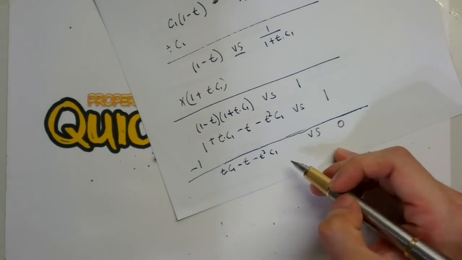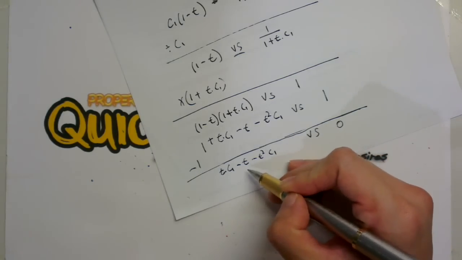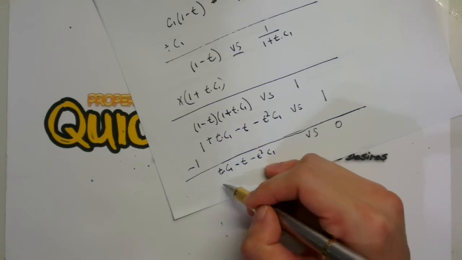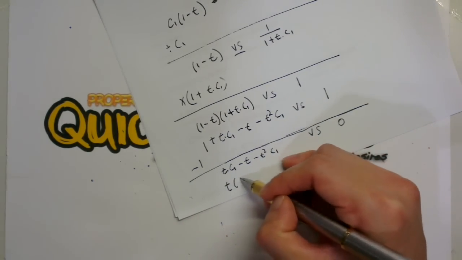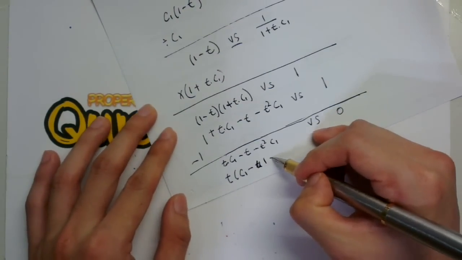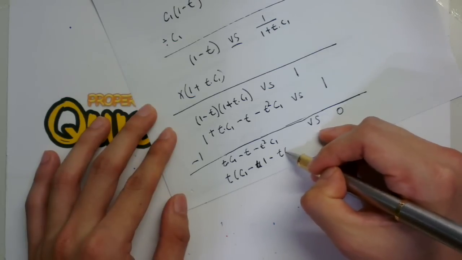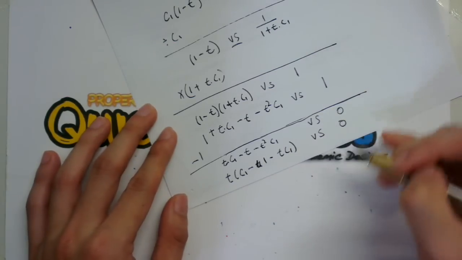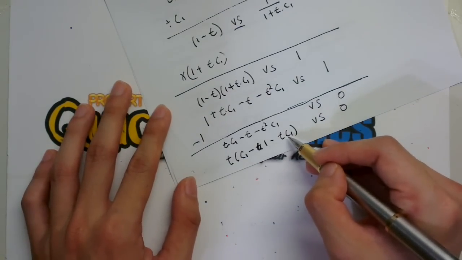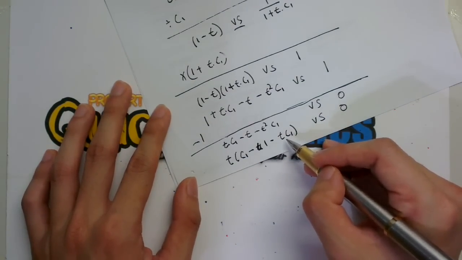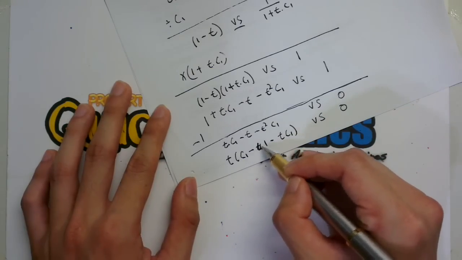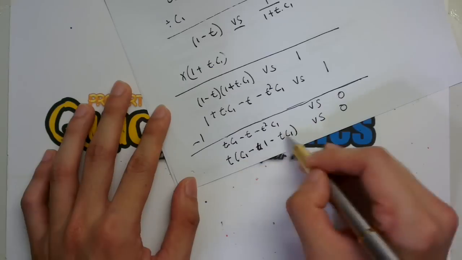Now look at this over here. I'm going to take out t from this whole equation. I'm going to factorize t and I get C1 minus 1 minus t C1 versus 0. Now I've got a negative here and a negative here. As you can see, there's something really weird about this equation: if the 1 here is negative, the whole thing has to be negative.